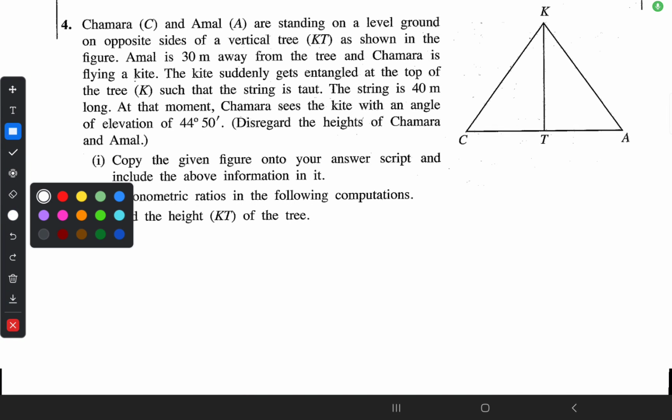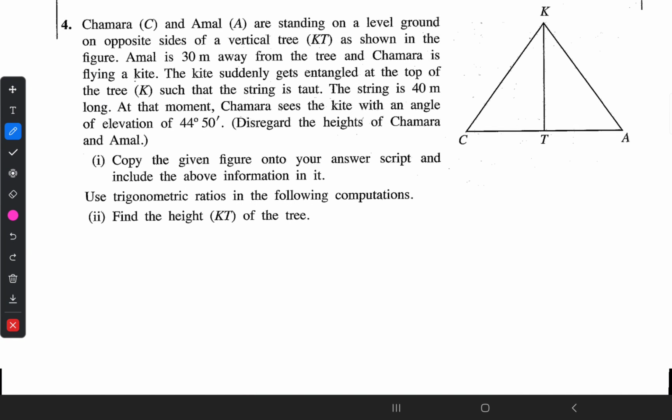Paper 22, trigonometry question. Let's read the captions first. Chamara at C, the point C standing on the level. KT is a vertical tree. Okay, this is a tree.